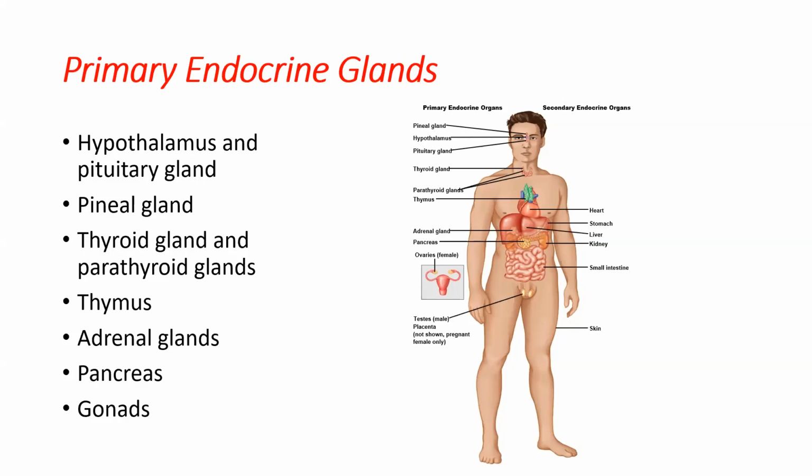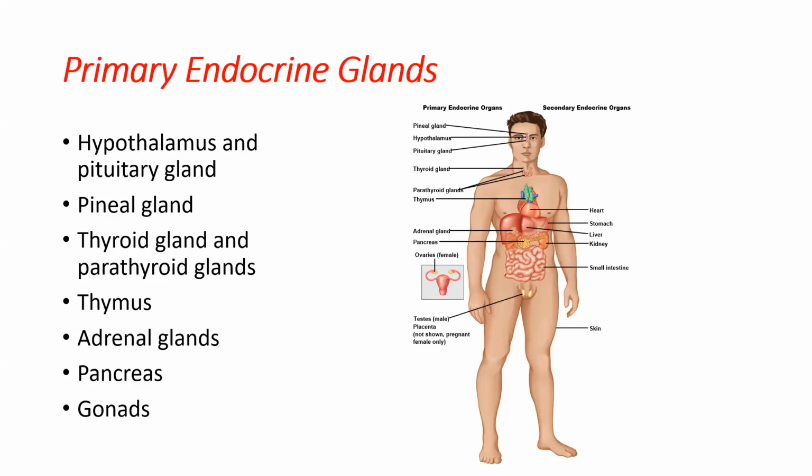The thymus, which is anterior to the heart, right behind the sternum. Then we've got the adrenal glands, which are atop either kidney. The pancreas. The pancreas is actually a very unique organ. It has both exocrine and endocrine function. And we'll talk more about the pancreas in the next packet.